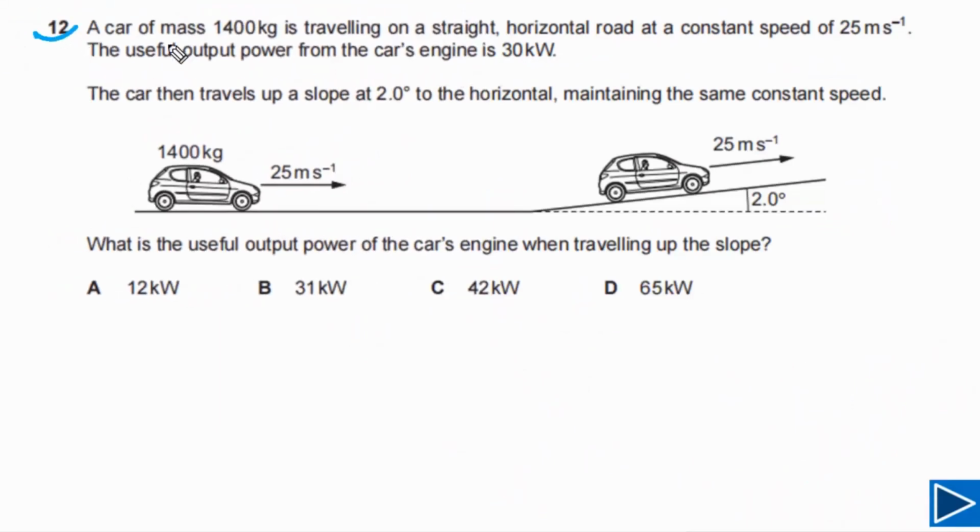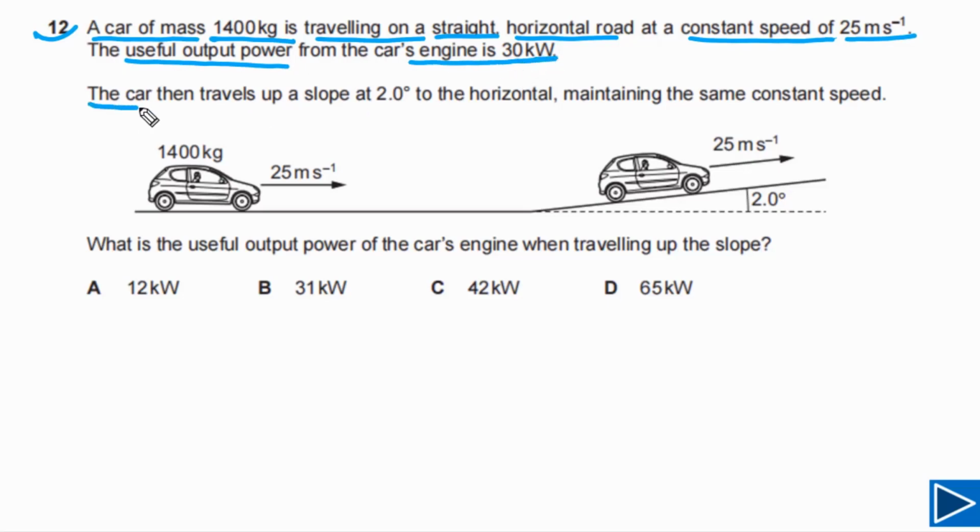For question number 12, it is given to us a car of mass 1400 kilograms is traveling on a straight horizontal road at a constant speed of 25 meters per second. The useful output power from the car engine is given, that is equal to 30 kilowatts.